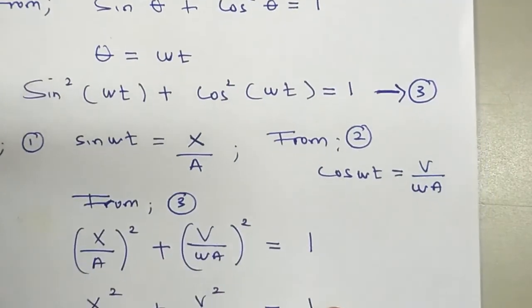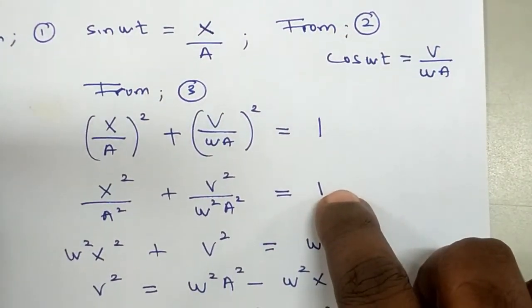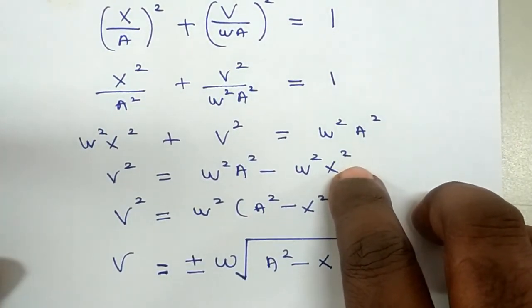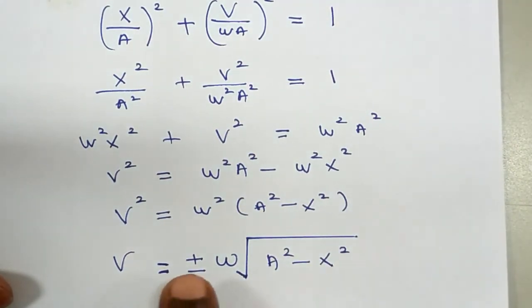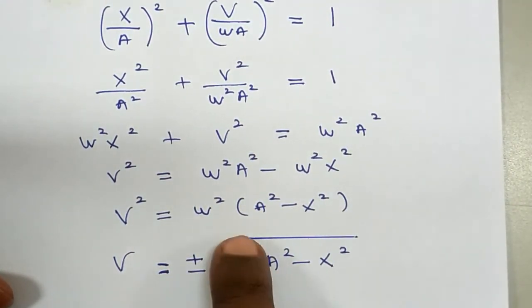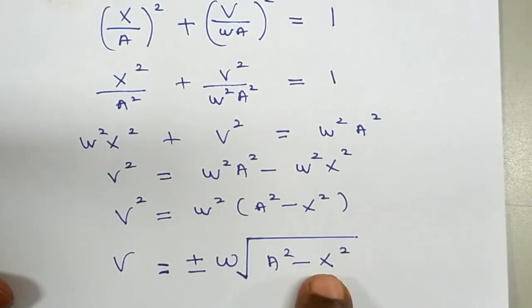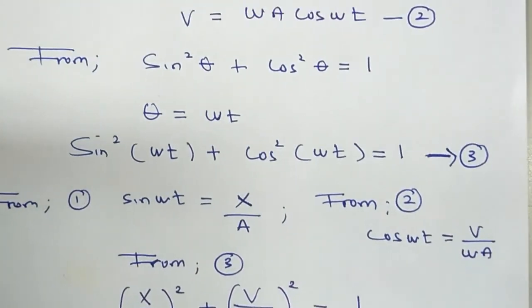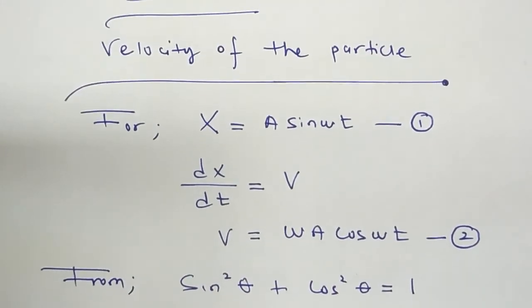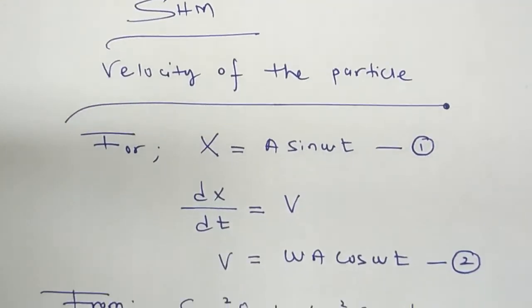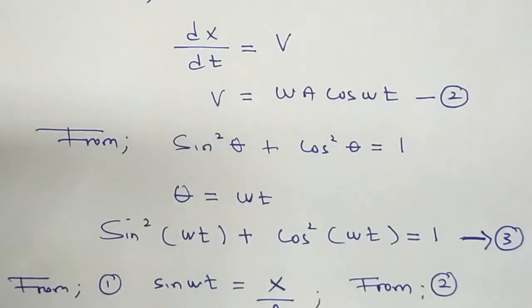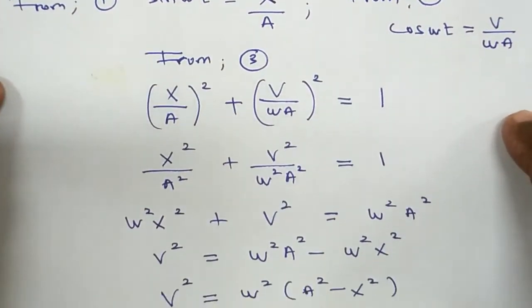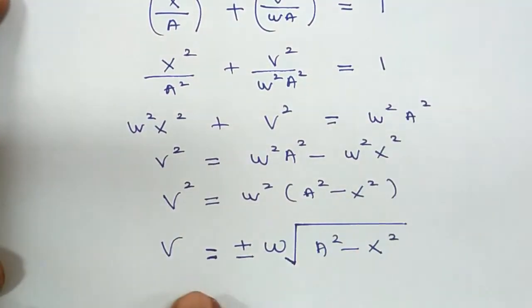Then mathematically you can solve the problem and derive the velocity of the particle, which is v equals plus or minus omega square root of a squared minus x squared. You all can have a look again at all these mathematical functions, and finally we will get this equation.